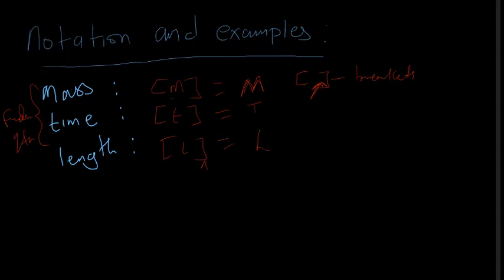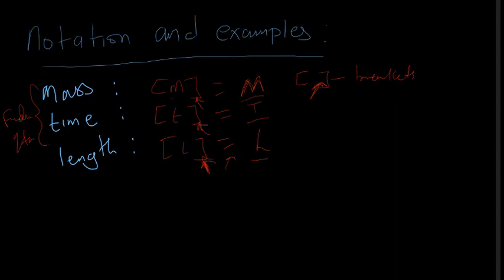So these brackets are just there to note that these are dimensions of length. So dimensions of length are just given by capital letter L. Dimensions of time are just given by capital letter T. Dimensions of mass are just given by capital letter M.